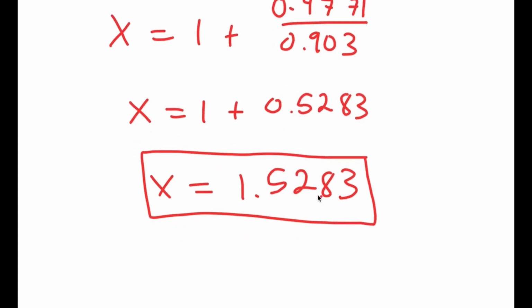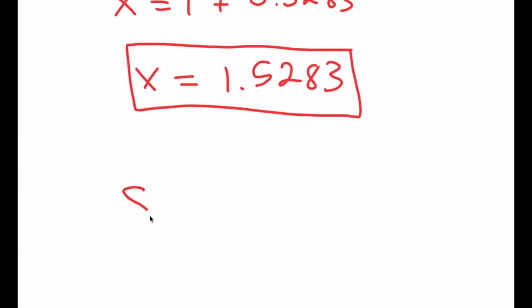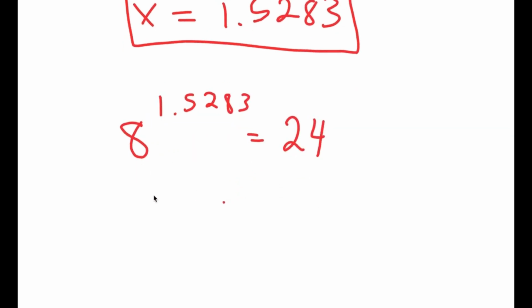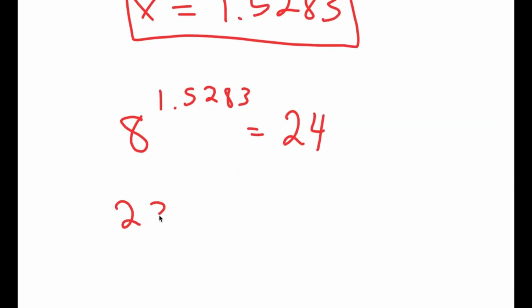So now, let's plug this into my original equation. I get 8 to the power of 1.5283 is equal to 24, and 8 to the power of 1.5283 is equal to 23.999, which is basically equal to 24. So that is my answer.